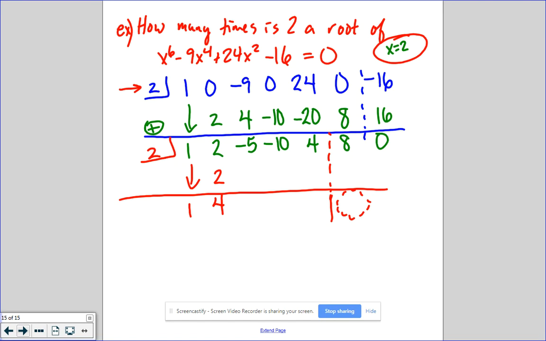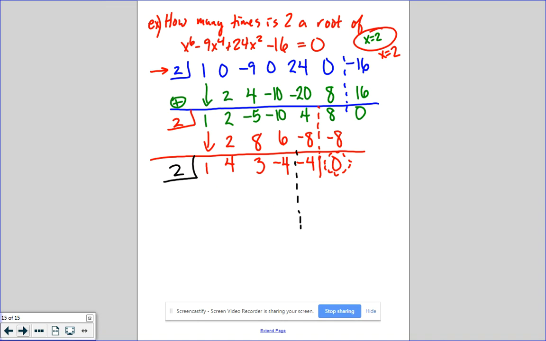4 times 2 is 8, so that's 3. 3 times 2 is 6. Negative 4 times 2 is negative 8. And add is negative 4. Negative 8, and you get 0 there. So that means I get x equals 2 a second time. Now we try it again. I move it over again. We do it until it doesn't work.